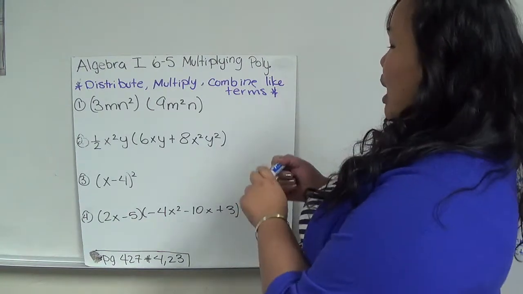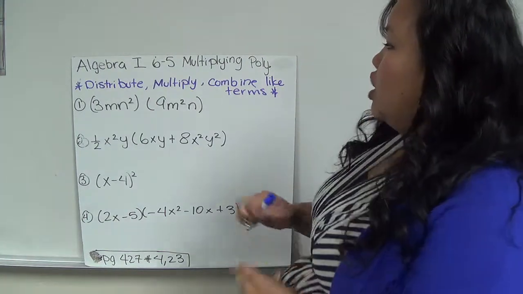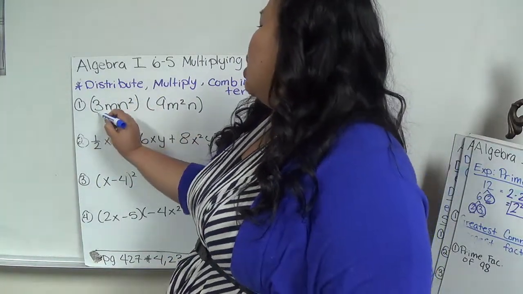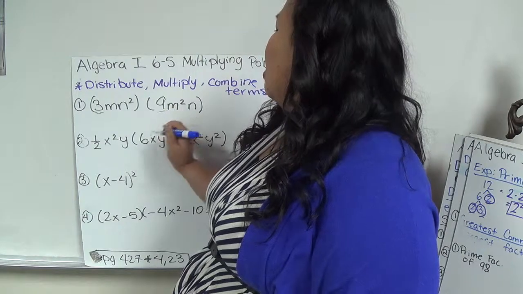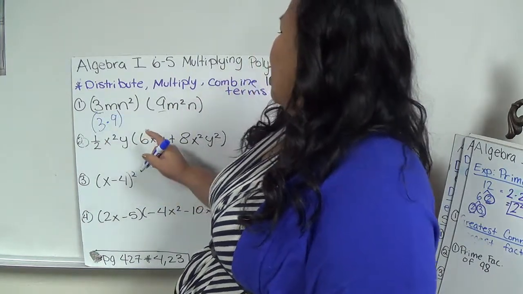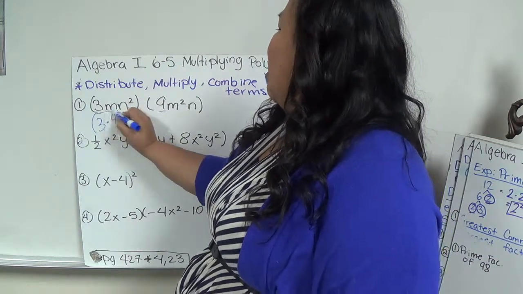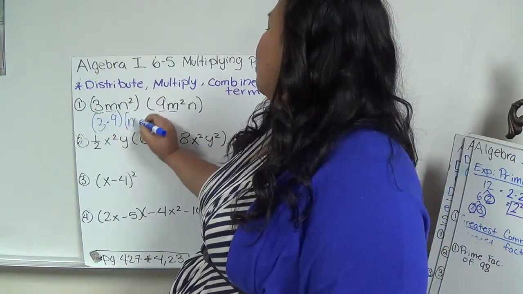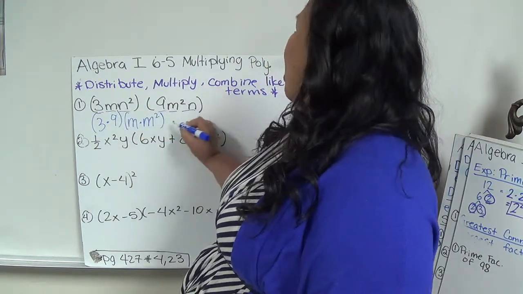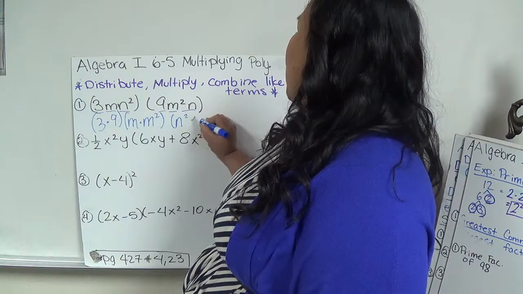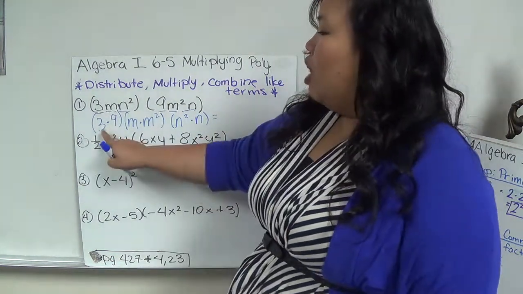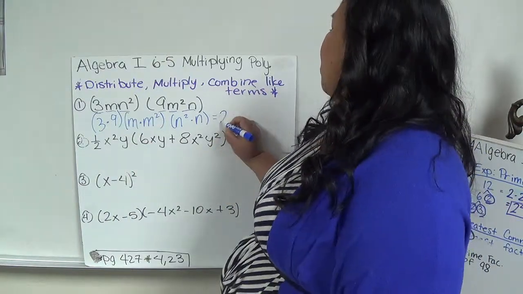In this case, I just need to distribute and multiply. So I need to multiply 3 and 9, 3 times 9. I need to multiply m times m squared, and then n squared times n. Okay? This 3 times 9 is simple, 27.